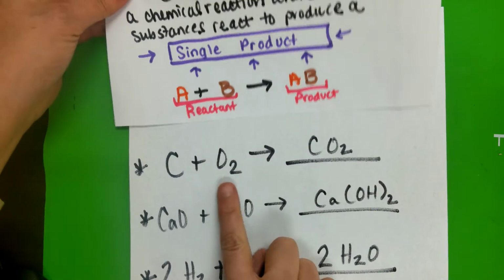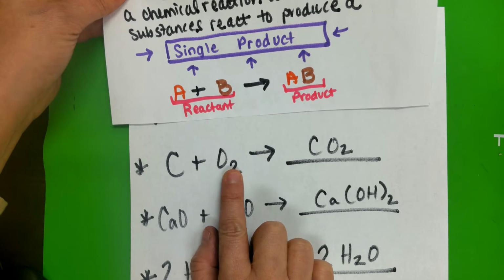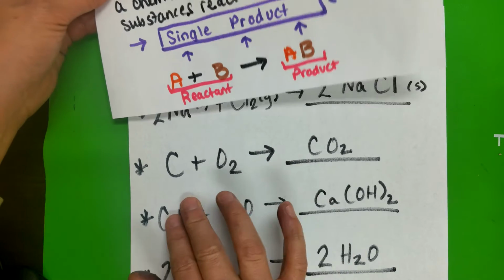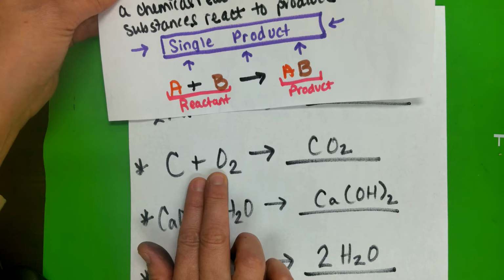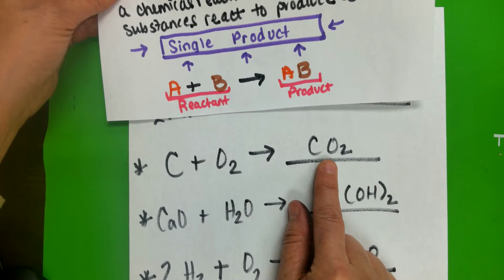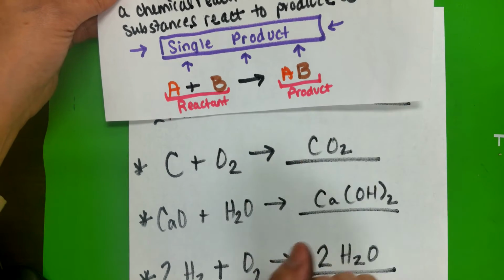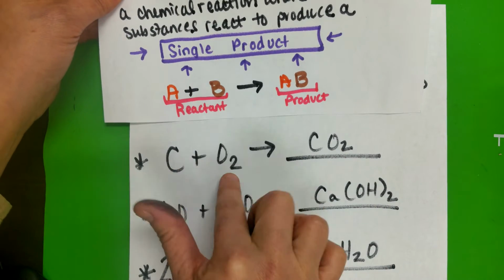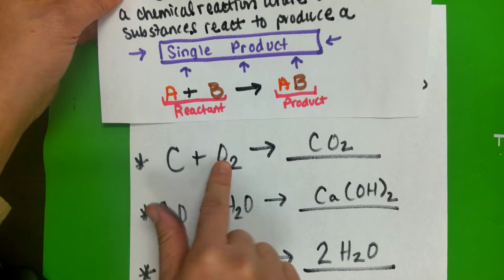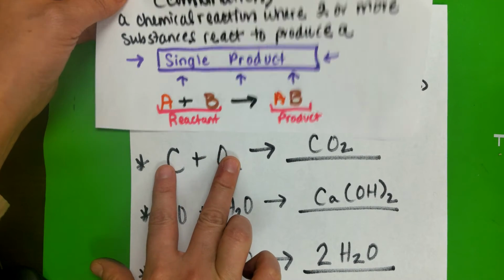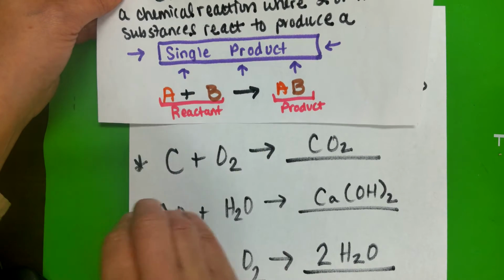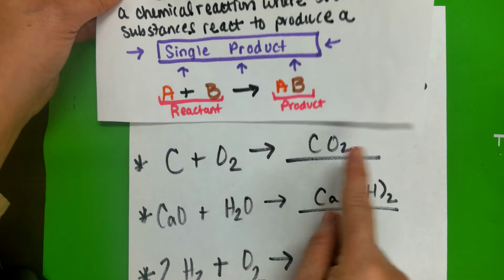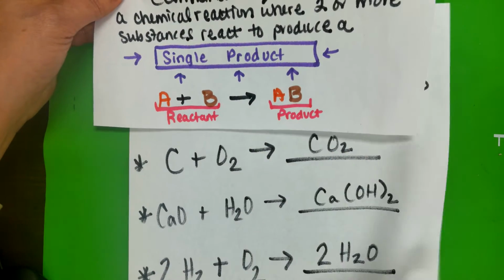Okay, now the next one, let's look at carbon and oxygen. So carbon and oxygen, they're both gases. So here, if you combine them, it will make carbon dioxide because they bond very nicely. So again, that's your A, that's your B. Your plus will tell you that it's two separate reactants, and you just mix them up, you combine them, and it makes carbon dioxide.